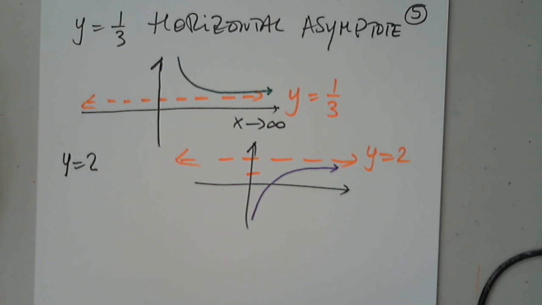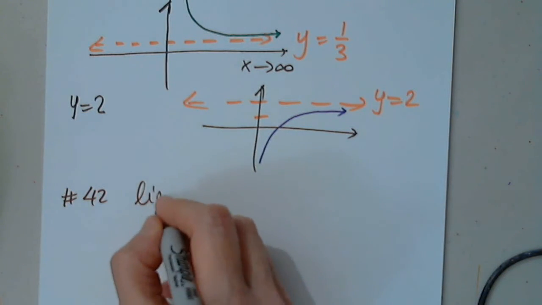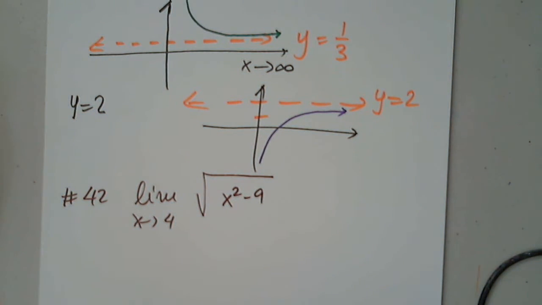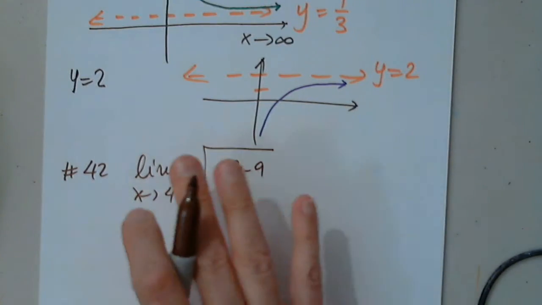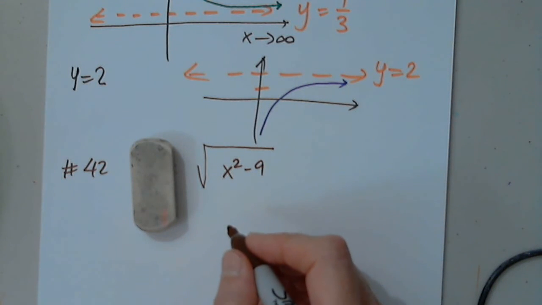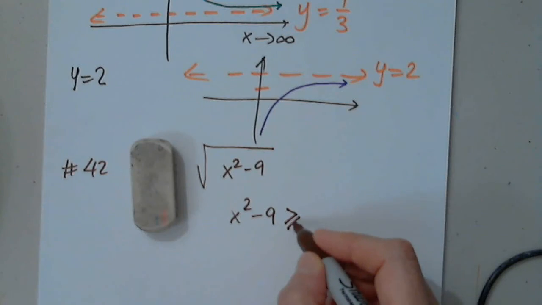Okay, moving on, we have one more type. Let's take a look. Let's say number 42, limit as x approaches 4 from the square root of x² minus 9. What we normally do with this function is we have to state its domain. Can anyone remind us how to find the domain of this function? We've had many examples in the homework too. What do I have to write? x² minus 9 greater than or equal to 0.